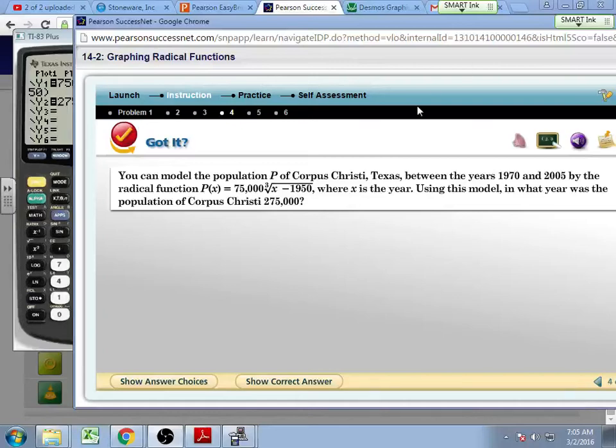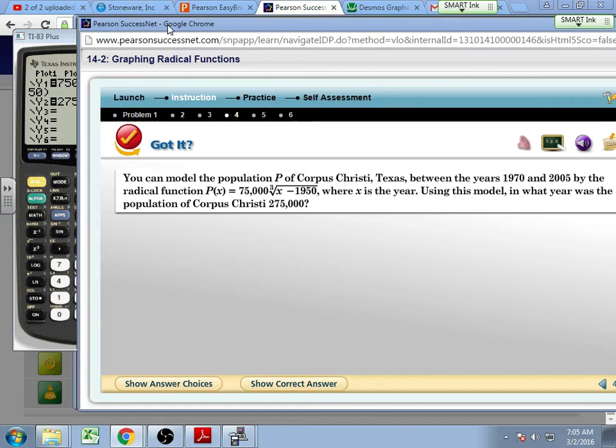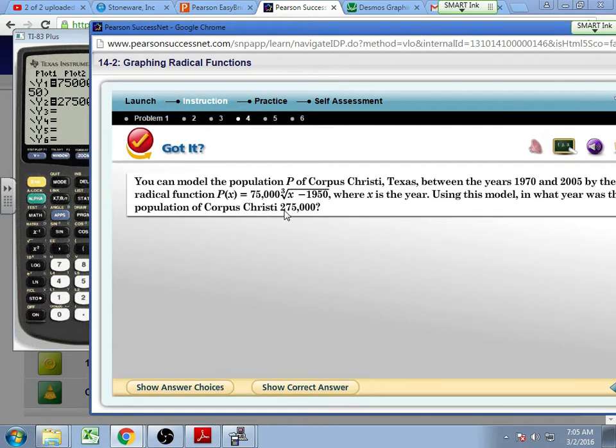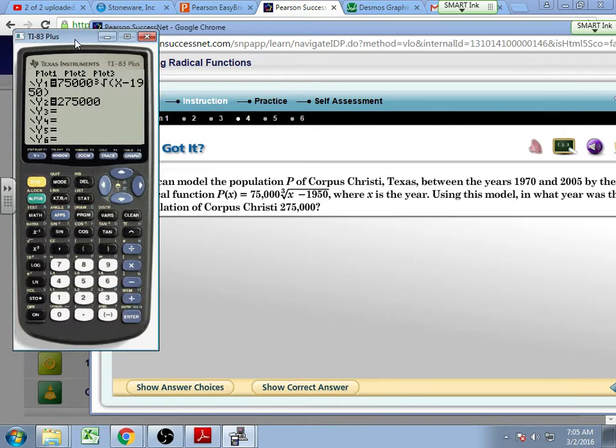So on the Got It that we just left off on, this video will be part 5, but we're going to wrap up part 4 real quick. On this Got It, the biggest change here was we wanted to see when the population would be 275,000. So I changed my second function to 275,000. Actually, my original function stayed the same. I thought initially that 1950 was something different, but it was the same as our example problem.